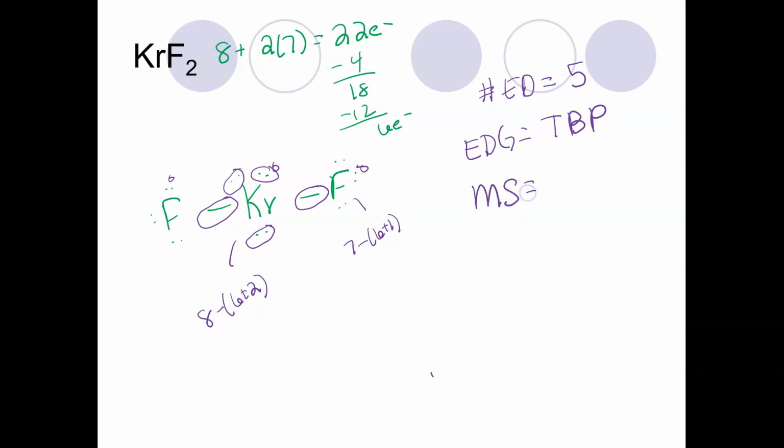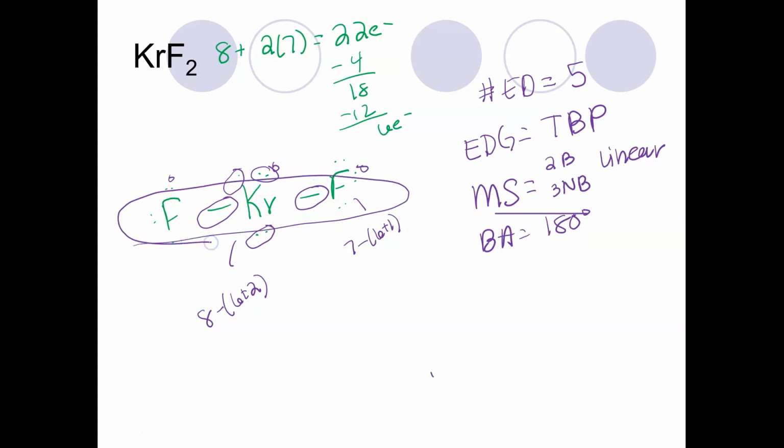Its molecular shape, well, it has 2 bonding and 3 non-bonding domains. Okay, so it's got 2 bonding and 3 non-bonding, which adds up together to be a total of 5, which is why this is trigonal bipyramidal, but its molecular shape is linear. And its bond angle then is just going to be 180 degrees. It's just a straight line. In this case, it actually looks just like this. It's a straight line. Okay.